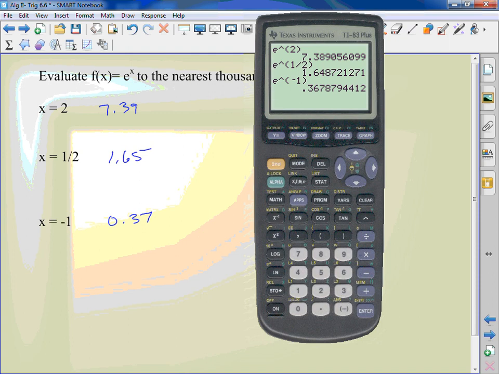I could have used second graph, but I have whole numbers. How could I get fractions? Second window, change the table set so it goes by 0.5. I could use the table just the same. Now I have 1/2, I have 2, and I have -1. This works fine.